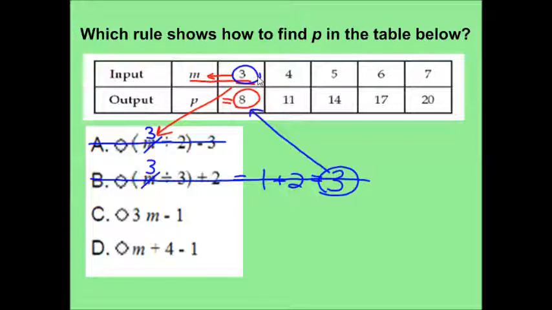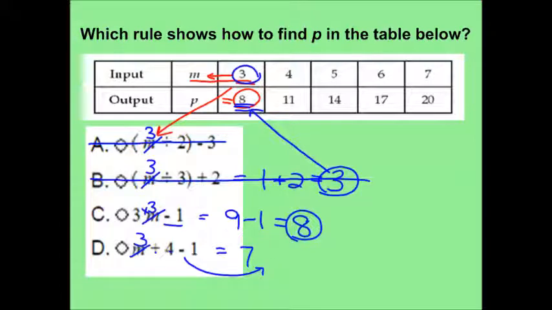Next, I'm going to look at 3 times m minus 1. So I take m and replace it with 3, and I end up with 3 times 3, which is 9, take away 1, and I get 8. That looks like it might be it because that's my magic number. But let's test D just to make sure. I put a 3 where m is. That's 3 plus 4, which equals 7. Then I take away 1, and I get 6. Nope. 6 is not my magic number.